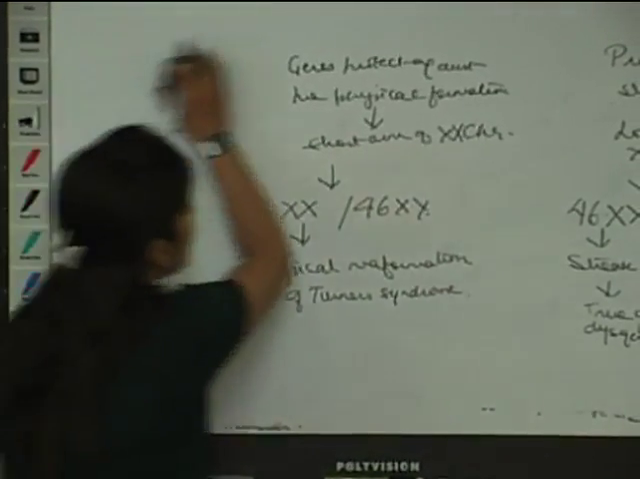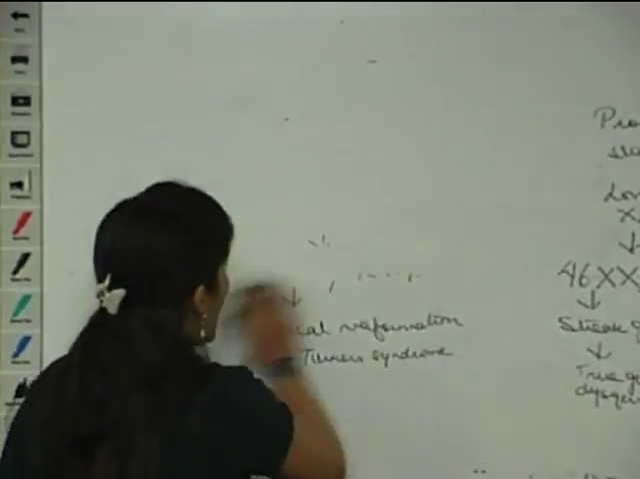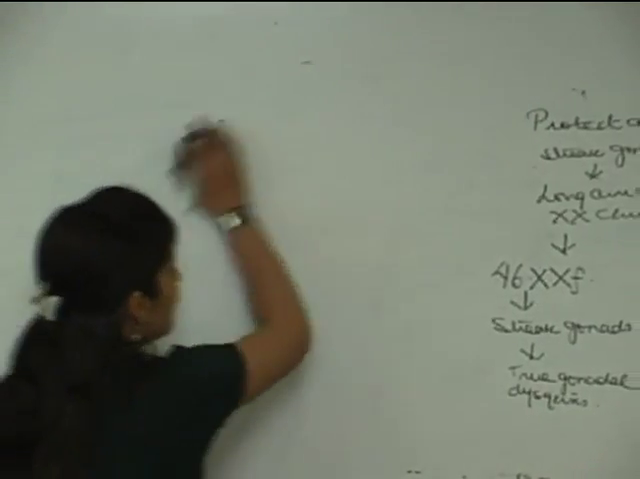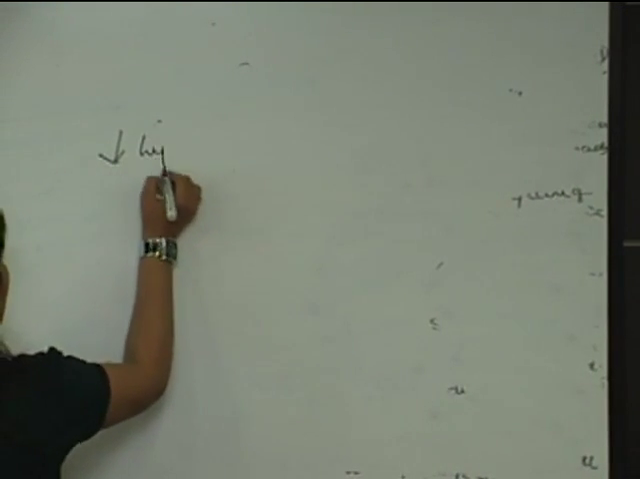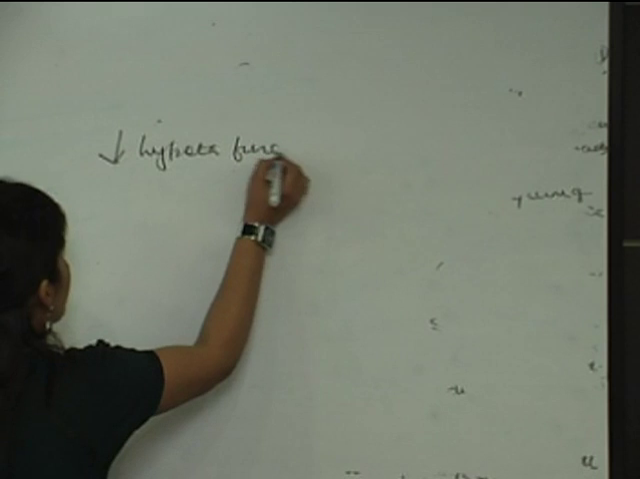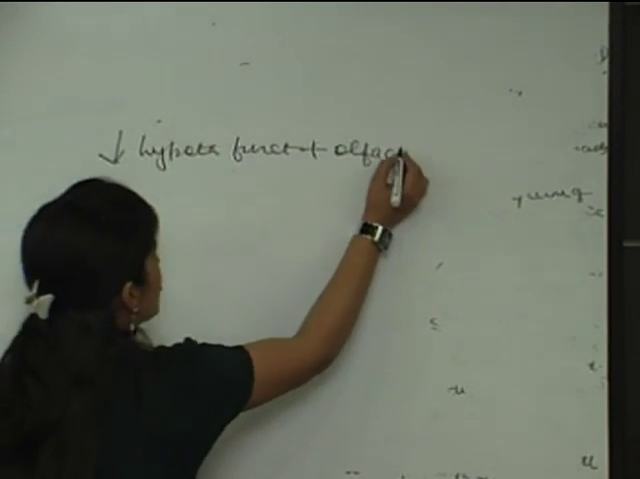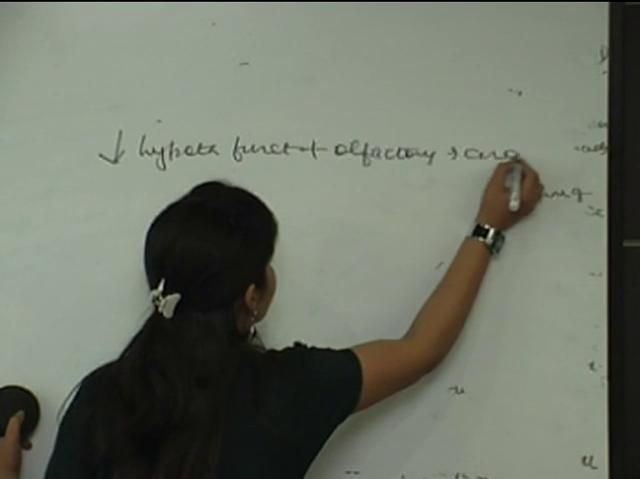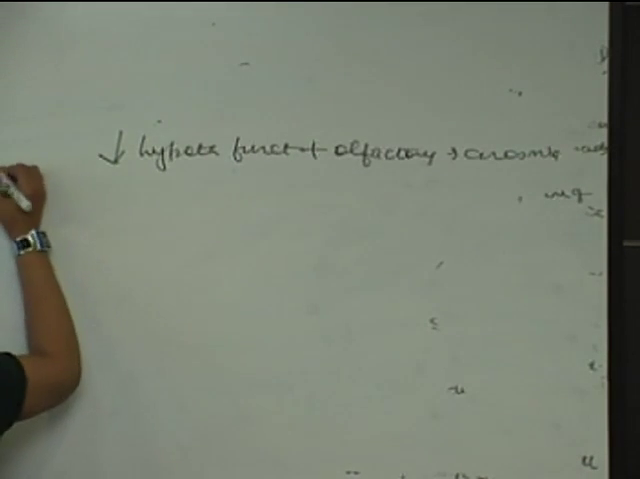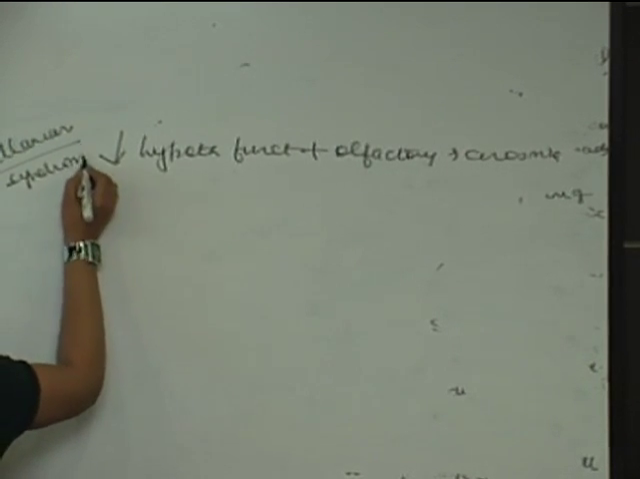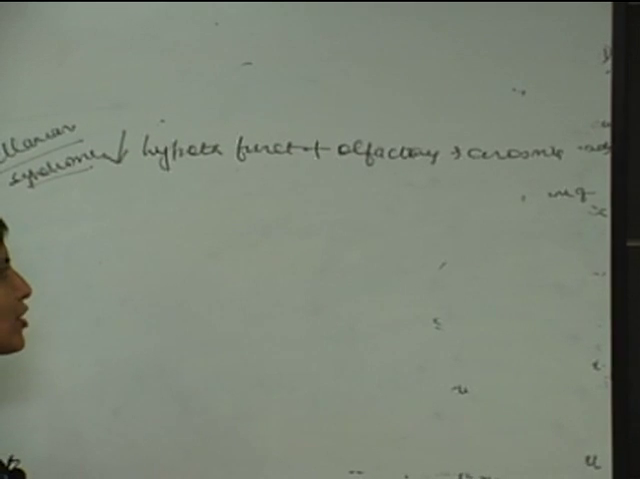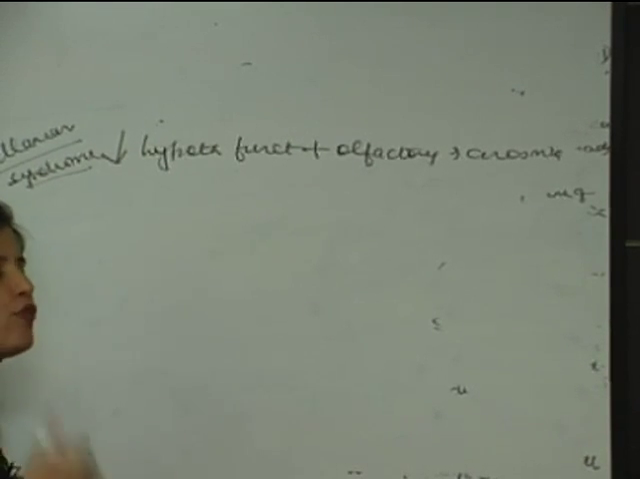Now Kalaman syndrome is a condition in which there is hypothalamic dysfunction, decreased hypothalamic function, plus olfactory problem, that is anosmia. That is Kalaman syndrome. This is all we have to remember, that there is decreased hypothalamic function plus anosmia, which is seen in case of Kalaman syndrome. Kalaman syndrome can occur in males as well as in females.